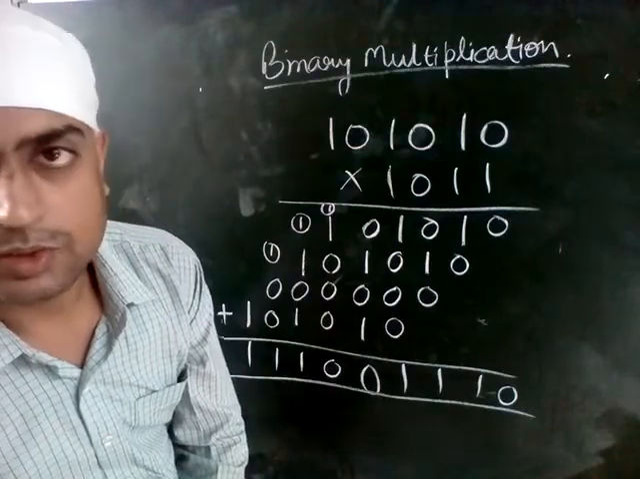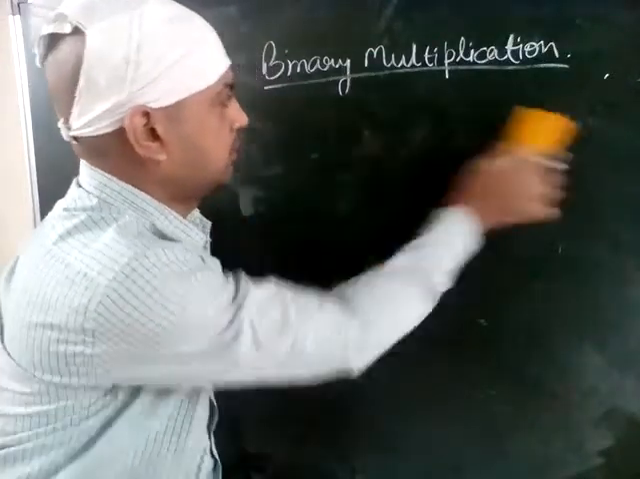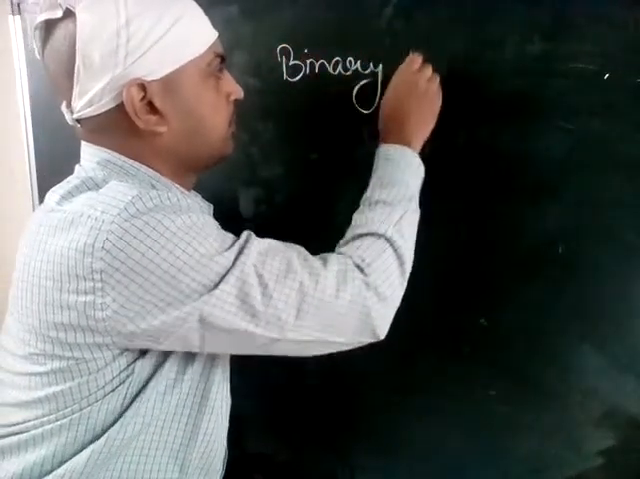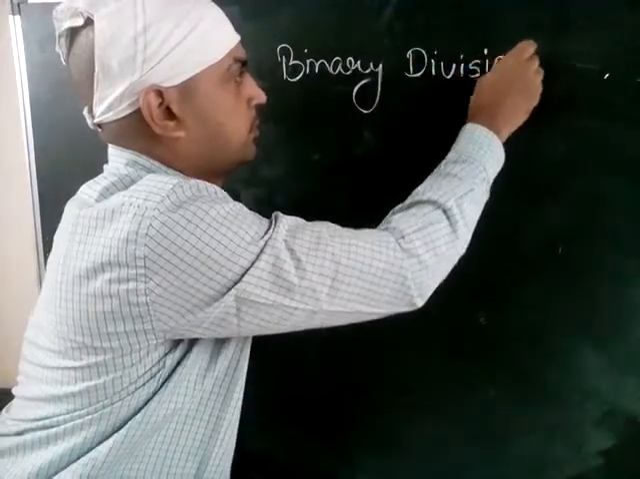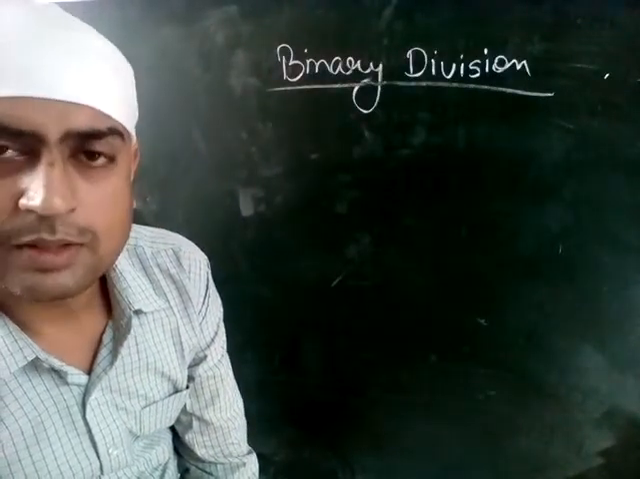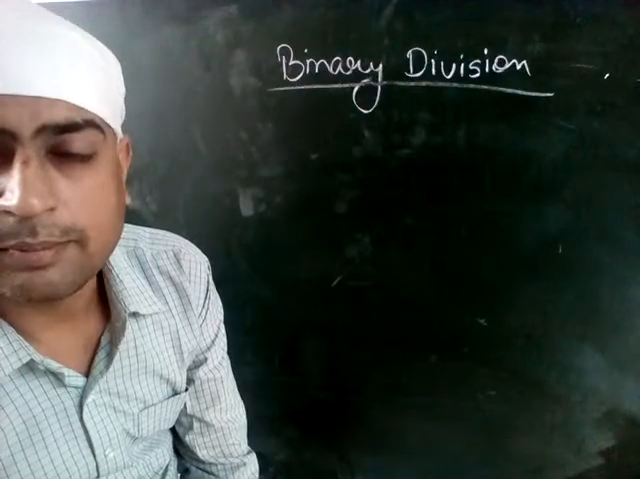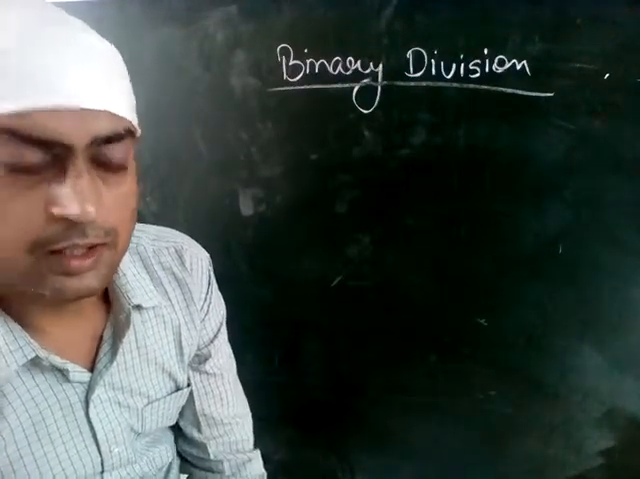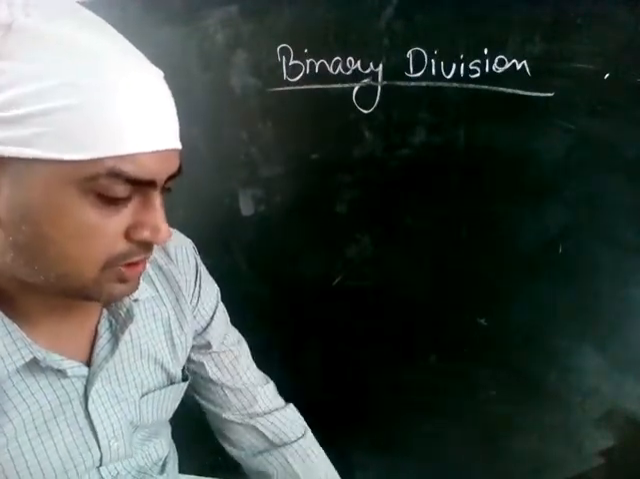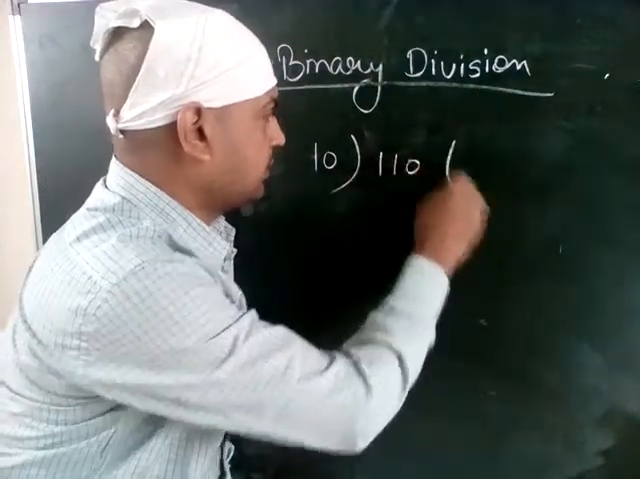Now I am going to finish this topic, and the next topic is binary division. Now the division method is very much same as in the decimal number system, and in this binary division no table is there, no such rule is there. So we will follow the same method as we are following in decimal number system. Now the first question is 10, and we will divide by this number 110.